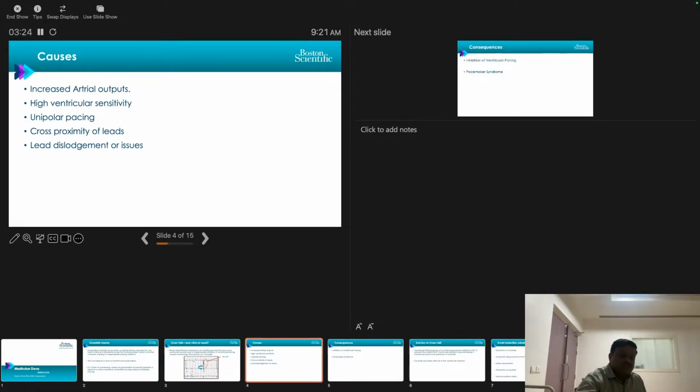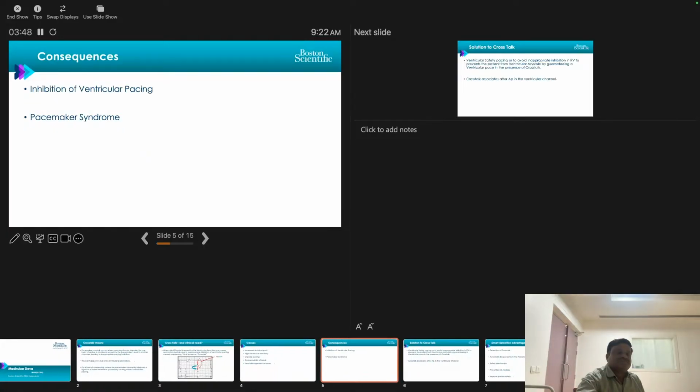Then there is close proximity of leads. This means when we implant the leads in the cardiac chambers, the right atrium and the right ventricle, the space between the two leads is very close in placing the leads. Dislodgement again is one of the other reasons for this crosstalk.